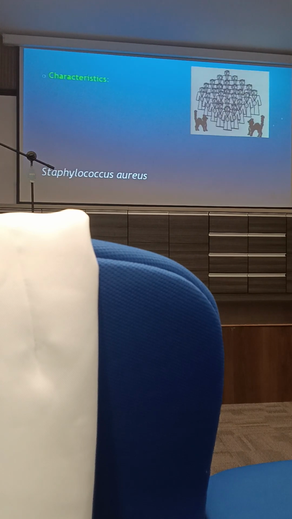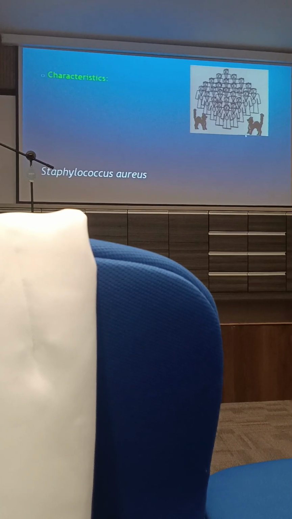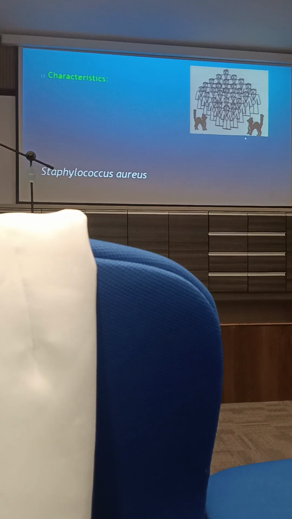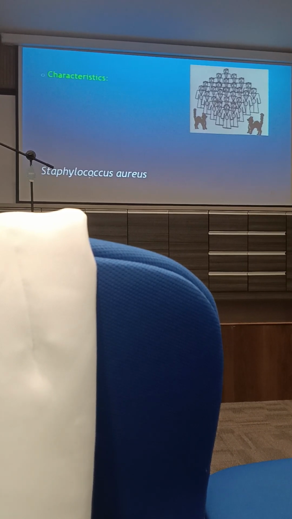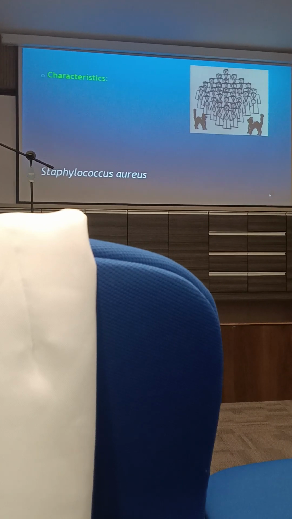So this is one image I took from this book called Clinical Microbiology Made Ridiculously Simple, if you have seen it in the library. This image was supposed to help you remember what Staphylococcus aureus is. So what do you see in this image? A group of people.